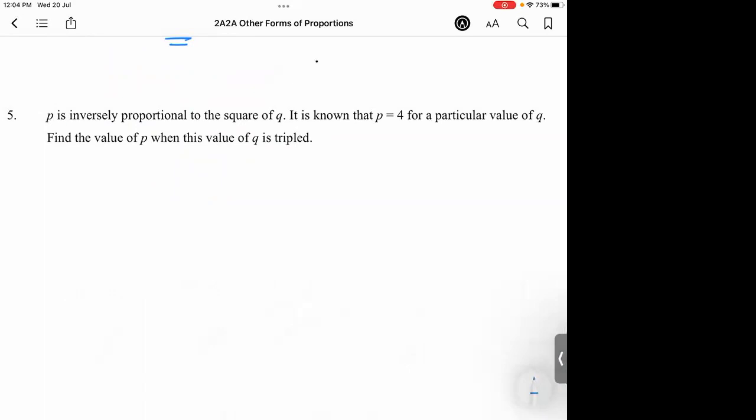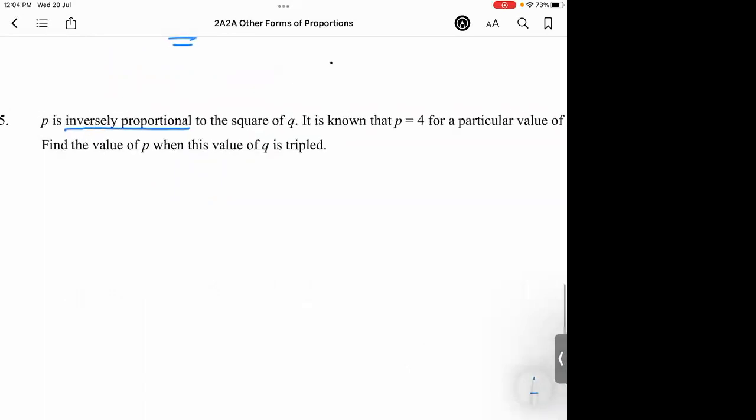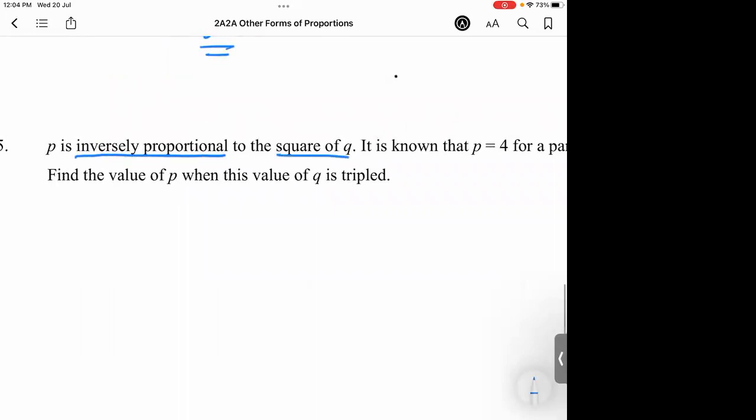First part, P is inversely proportional to the square of Q. P inversely proportional. What do you think I will ask you? What can you tell me? Inversely means what? Divide. Yes, thank you. K divide. Now the next part, square of Q.